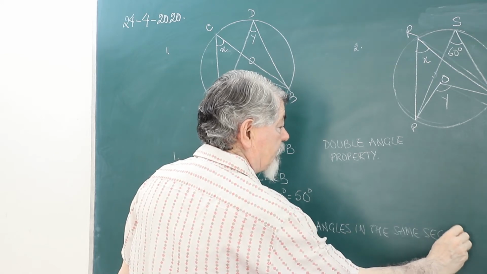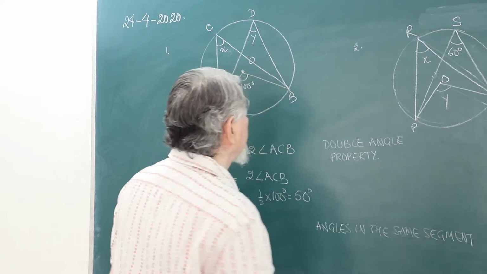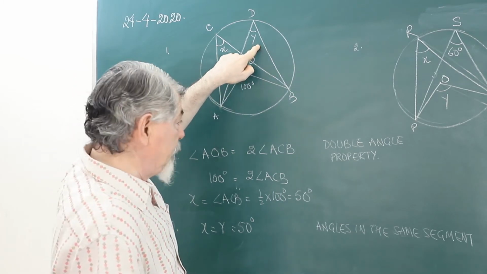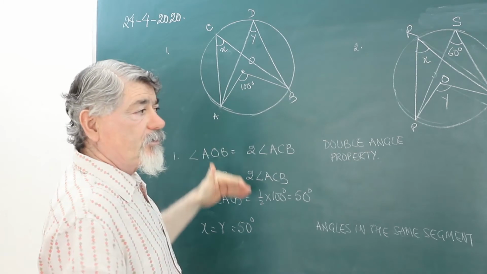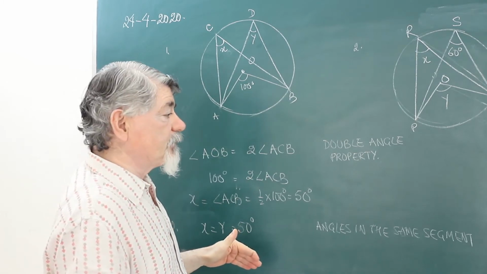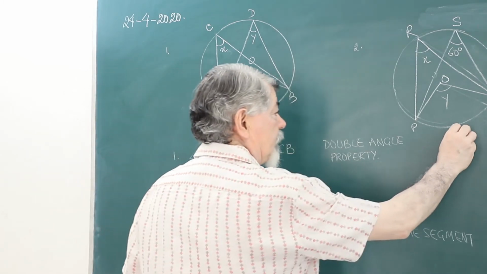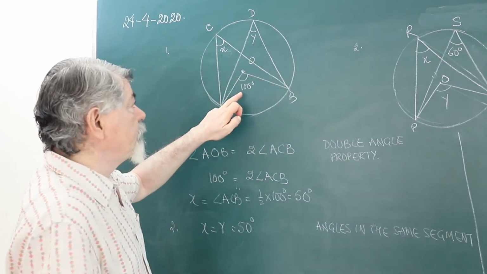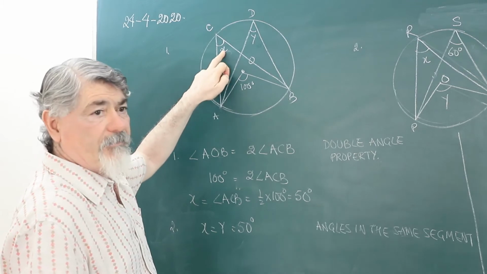Angles in the same segment of a circle are equal. So if angle X is 50, then angle Y is going to be 50 as well, by application of the property that angles in the same segment of a circle are equal. Now let us see question number 2. So you should be very clear. If it is 100 degree, it is going to be 50.